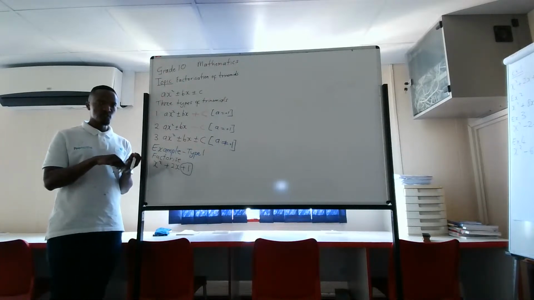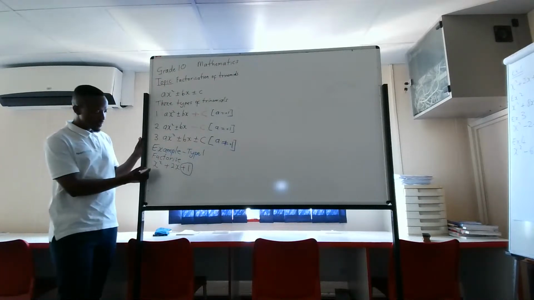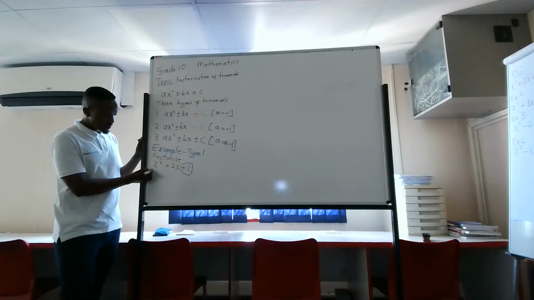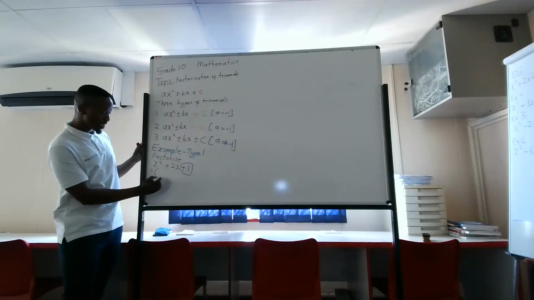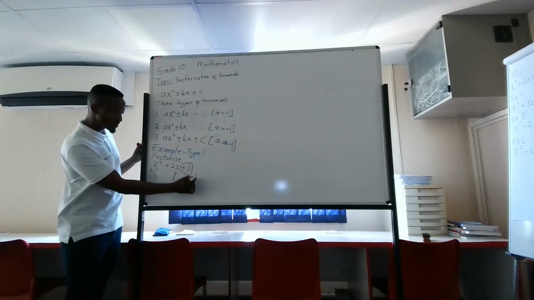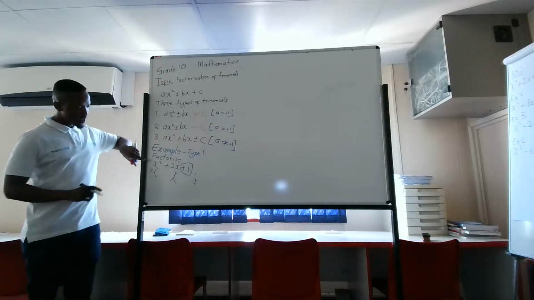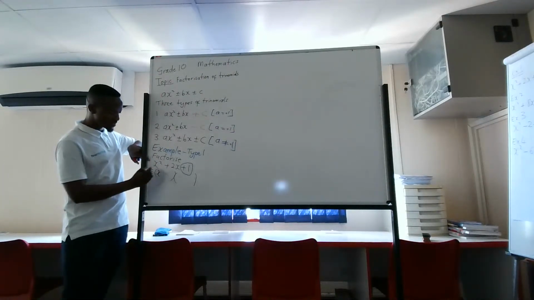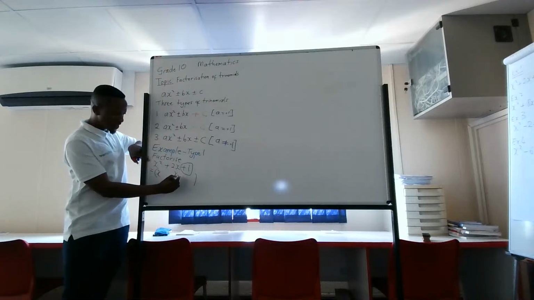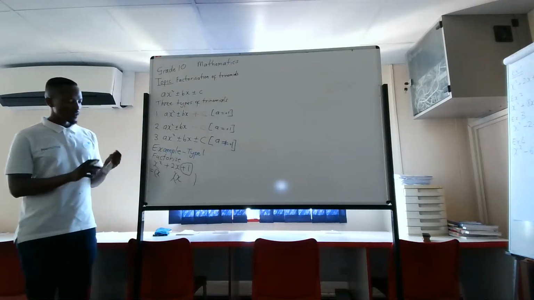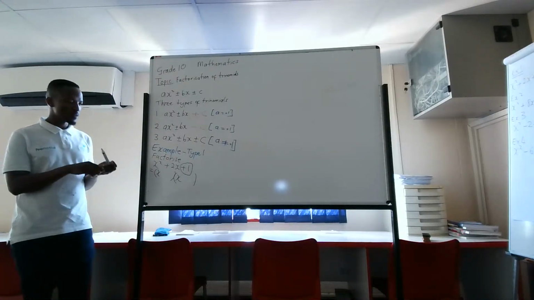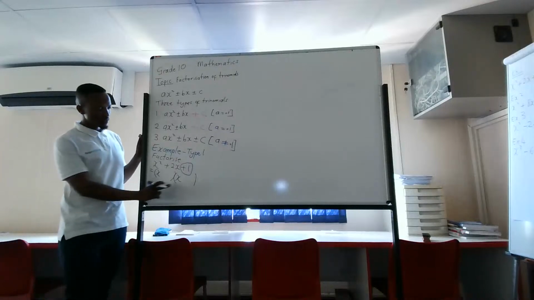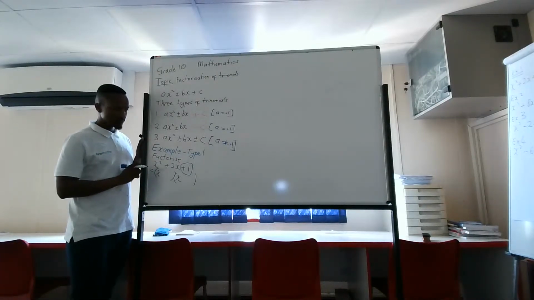Now, what do we do if we are to factorize? This is an expression, so we start with an equal sign, and then we have two brackets. Now we have the first term. Our first term is x squared, so we will have x, and then we also write x here. And then we go to our last term. Our last term is positive 1.